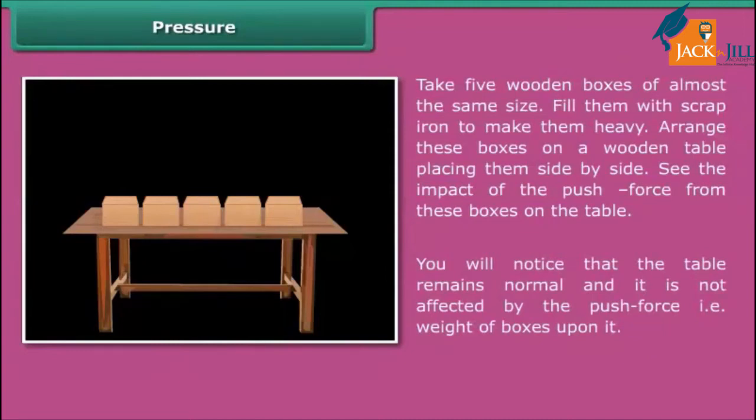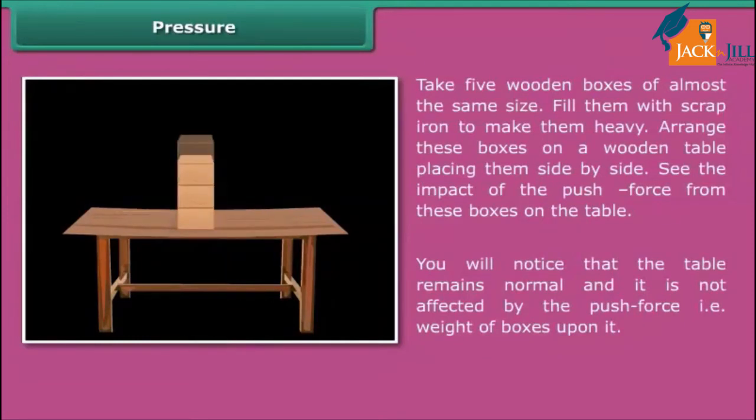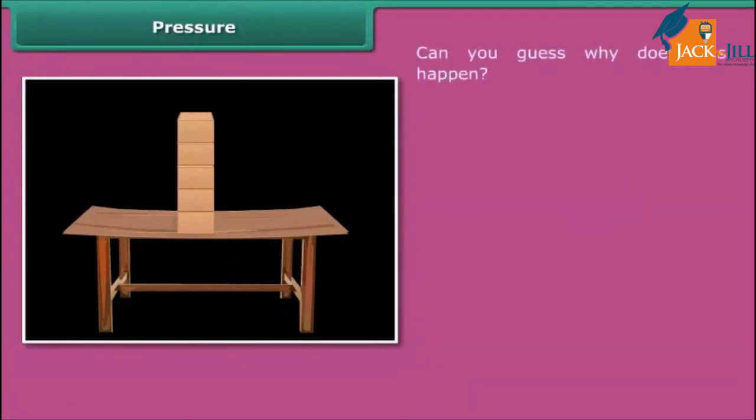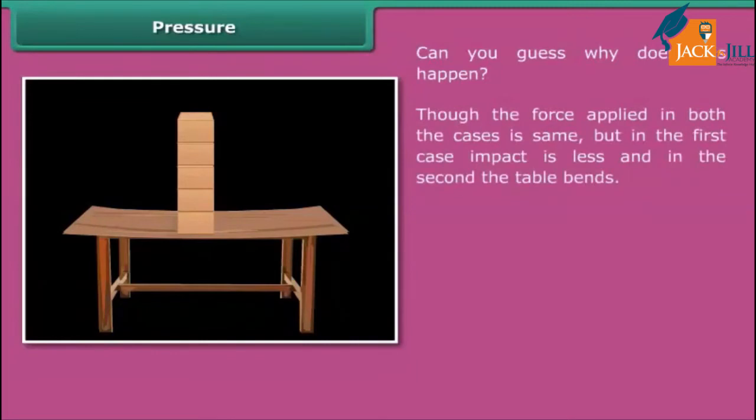of boxes upon it. Now, rearrange these boxes on the same table, placing them towards the center and one over the other. Now see the impact. In this arrangement, the table either bends or breaks under the weight of boxes. Can you guess why does this happen? Though the force applied in both the cases is same, but in the first case, impact is less, and in the second, the table bends.